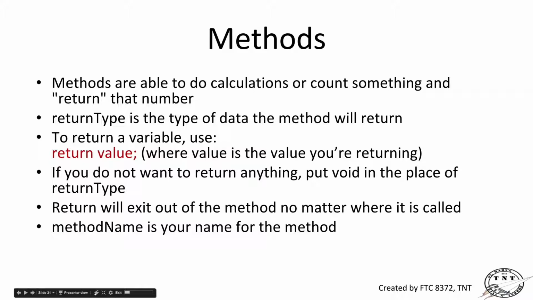To return a variable within your method, you would say return the value. So return 1 or return a variable or anything like that. Now this value type has to match what you put as your return type, but it can be any of those values. If you do not want it to return anything, you can simply say void instead of a data type when you first declare the method. And finally, the return will exit out of the method no matter where it is.